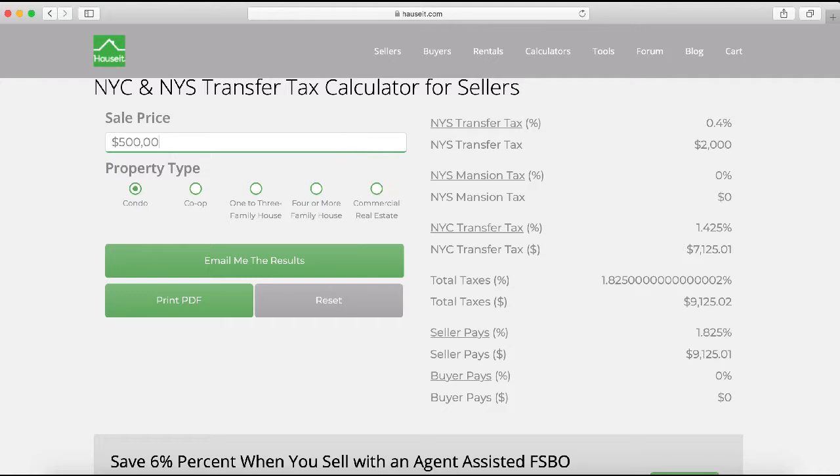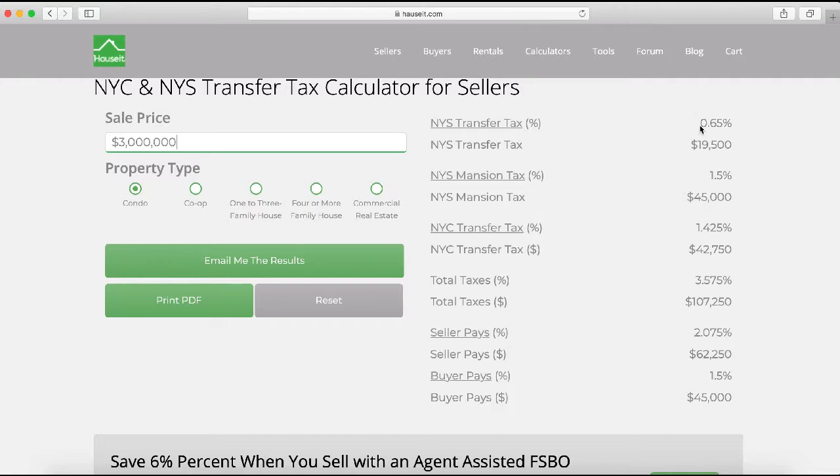So let's go ahead and test that and start with something that is $2.5 million. You'll see here that the transfer tax rate is still the lower 0.4%. If we take this up to $3 million, you'll see that we go to the higher rate of 0.65%.